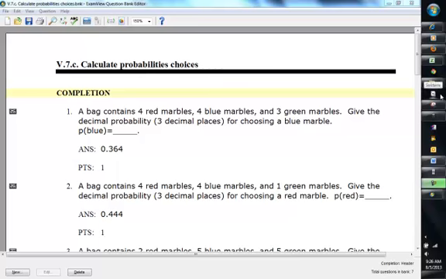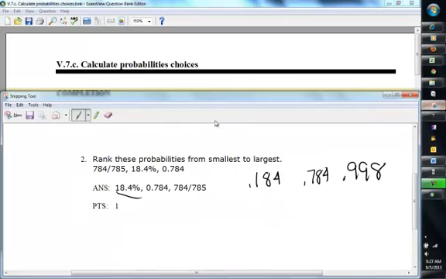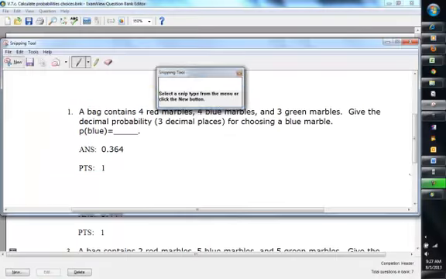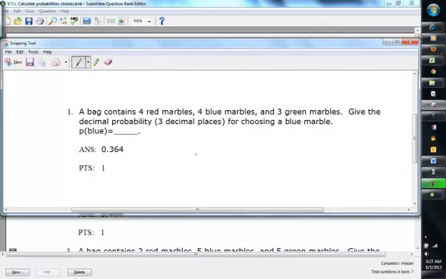Lesson 5.7 deals with calculating probability. Let's look at this first one. A bag contains 4 red marbles, 4 blue marbles, and 3 green marbles. Get the probability of choosing a blue marble.